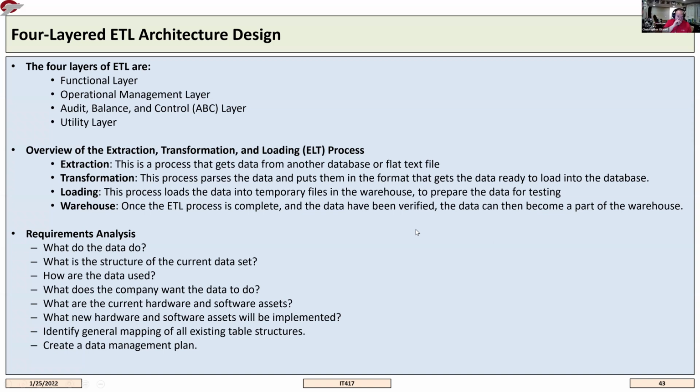All right, the 4 layers of ETL are the functional layer, the operational management layer, the audit balance control layer, and the utility layer. The extraction process has four processes involved. Extraction is the process of getting the data from one place, such as a text file, a database, or a sensor. Transformation is then taking that data, parsing it, changing it, altering it as need be to make it into a consistent set to be able to load to a database.